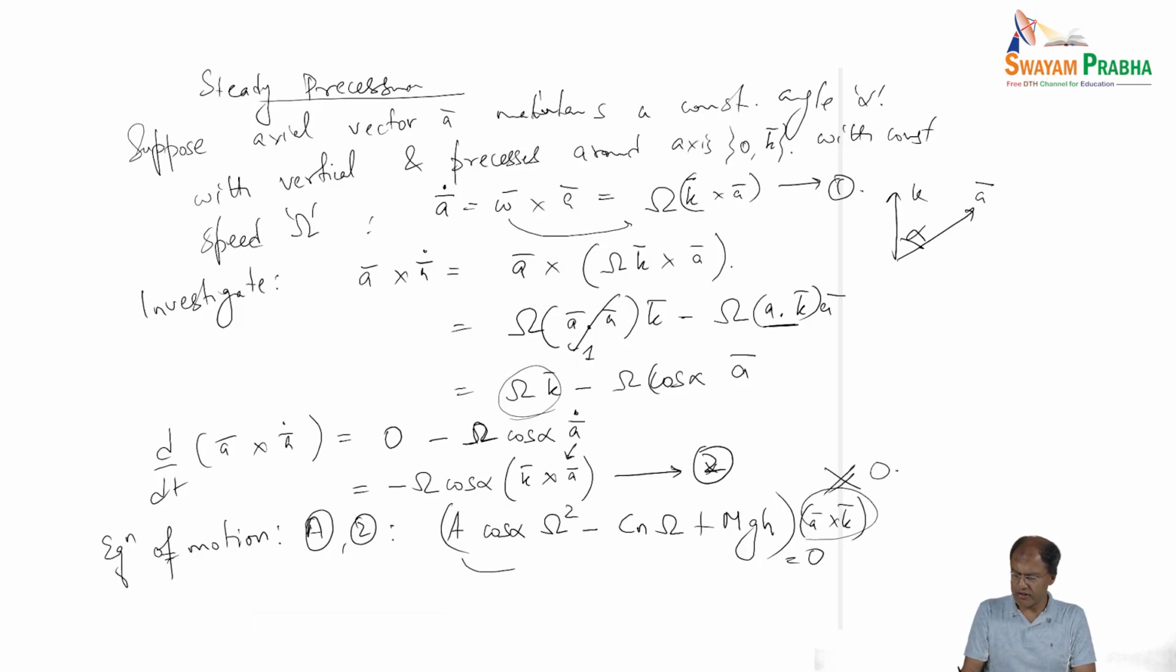So we expect that this quantity here in the bracket is going to be 0, and this is going to be a quadratic equation for omega square. Right? So this is a quadratic equation for omega square. Let me call this equation number 3.